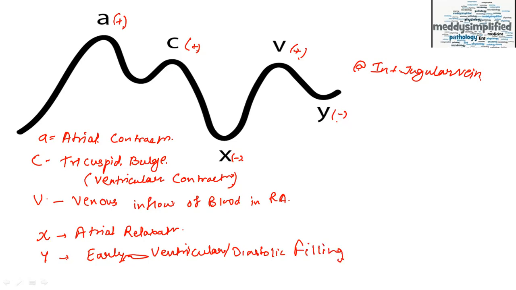Okay, so this is everything about the JVP. So what you might be asked in the exam is that wave A occurs at, and four options will be given, or on the JVP, where will the tricuspid bulge occur? At wave C. Okay, so these are the kind of questions they ask in our exams.